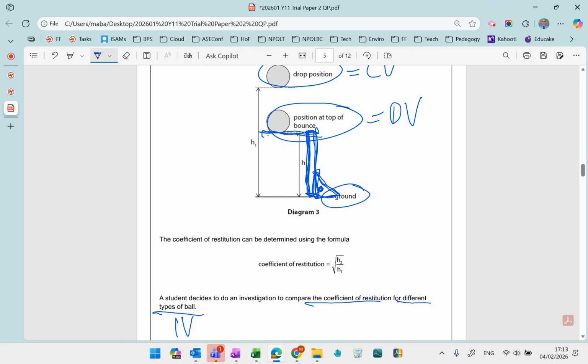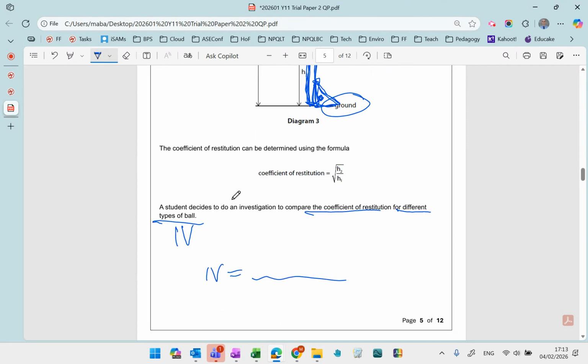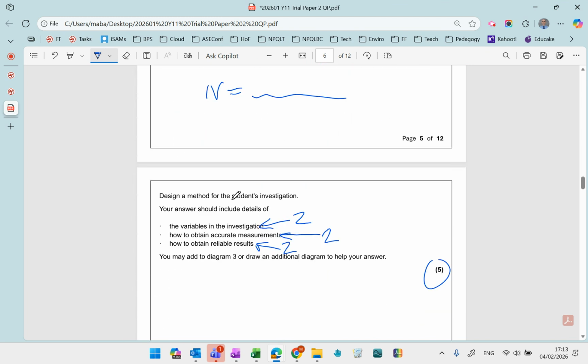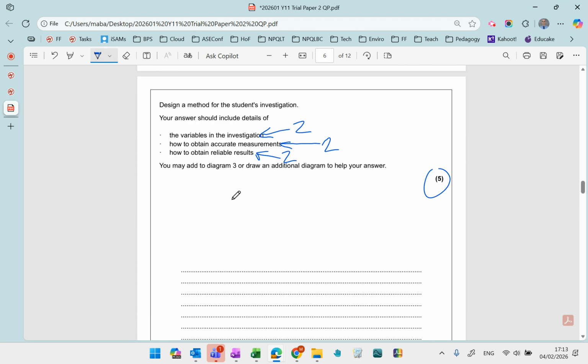And another thing that quite a few people thought of is that you could use a slow motion camera. You could take a video clip and then play it back in slow motion, and that would allow you to pinpoint exactly where the top height was. So any two from those to get you the marks for accuracy.